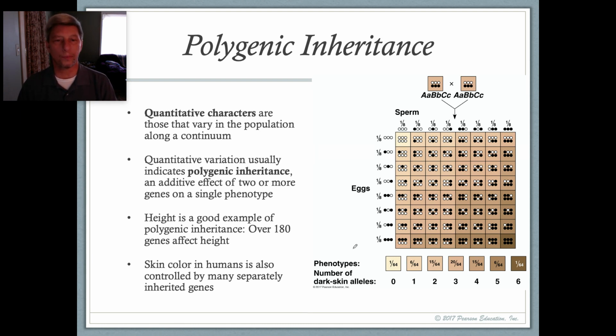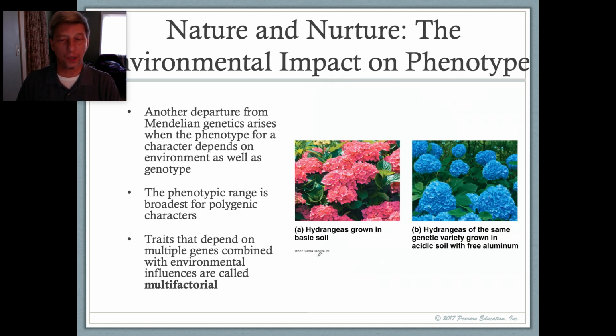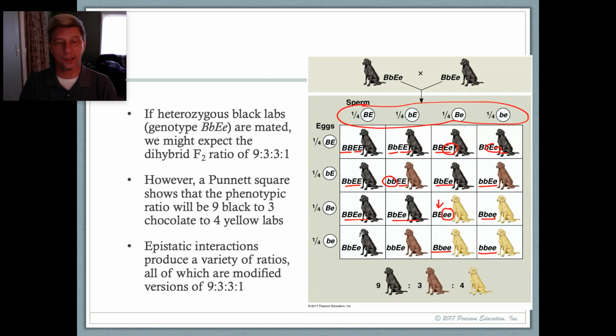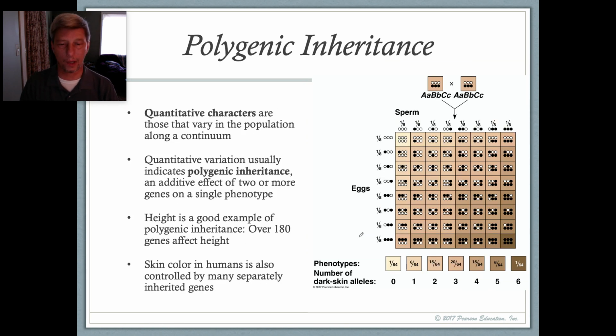in a continuum, and this is typically known as polygenic inheritance, which is the additive effect of 2 or more genes on a single phenotype. Human height is a great example of polygenic inheritance. There's over 180 identified genes that affect height. But skin color in human beings is also something that's controlled by many separately inherited genes, 6 that we've identified thus far.